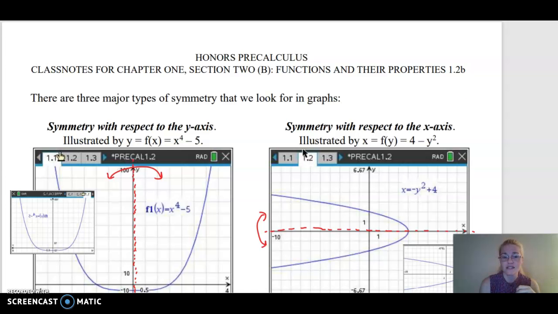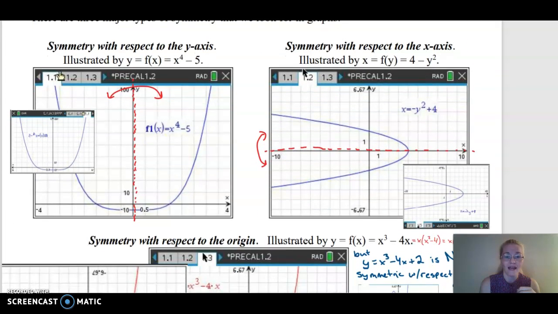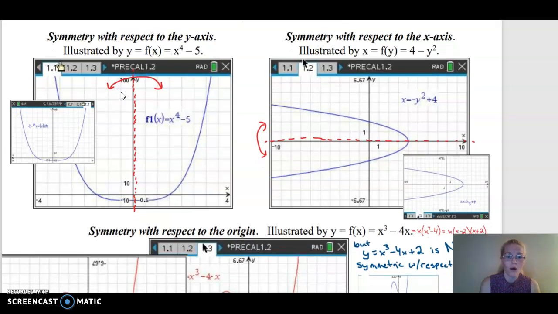The first is symmetry with respect to the y-axis. And what that means is that if you were to fold it in half along the y-axis, the two sides match. Or if you were to take your picture and just flip it 180 degrees and rotate it around the y-axis, your picture would be exactly the same. So that's what I did here. I took this JPEG picture and I flipped it over, and you can see they're the exact same. So symmetry with respect to the y-axis.